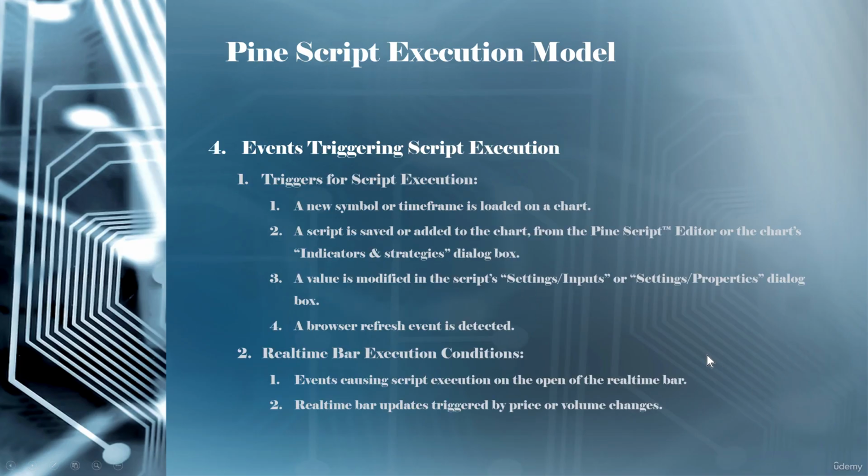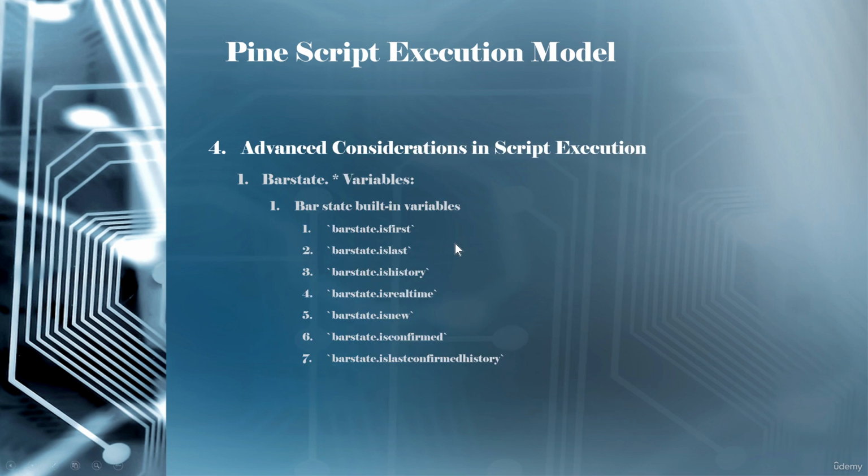Now let's take a look at some possible variations of this function. So this function is bar state, and after the dot it has different functions. For example, bar state is first. You can check this built-in function if you need to detect if the current bar is the very first bar on the chart. You can use this function in order to detect in your script if a certain bar that is being executed by your script is the first bar on the chart.